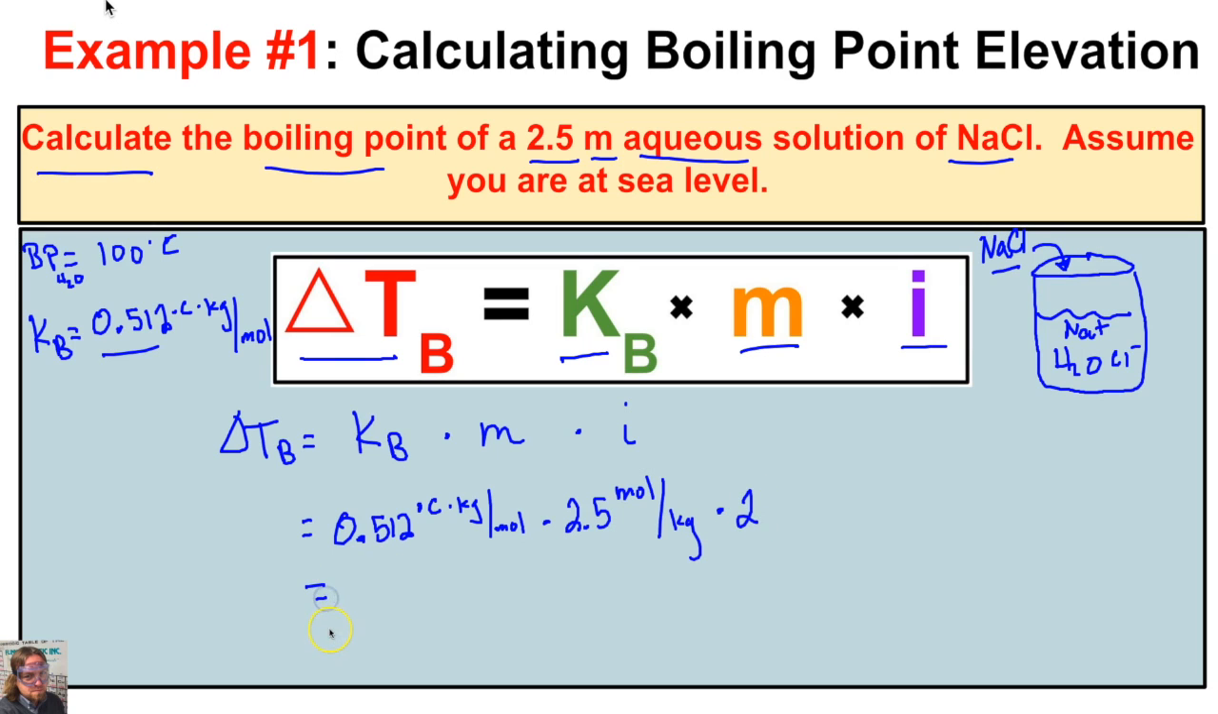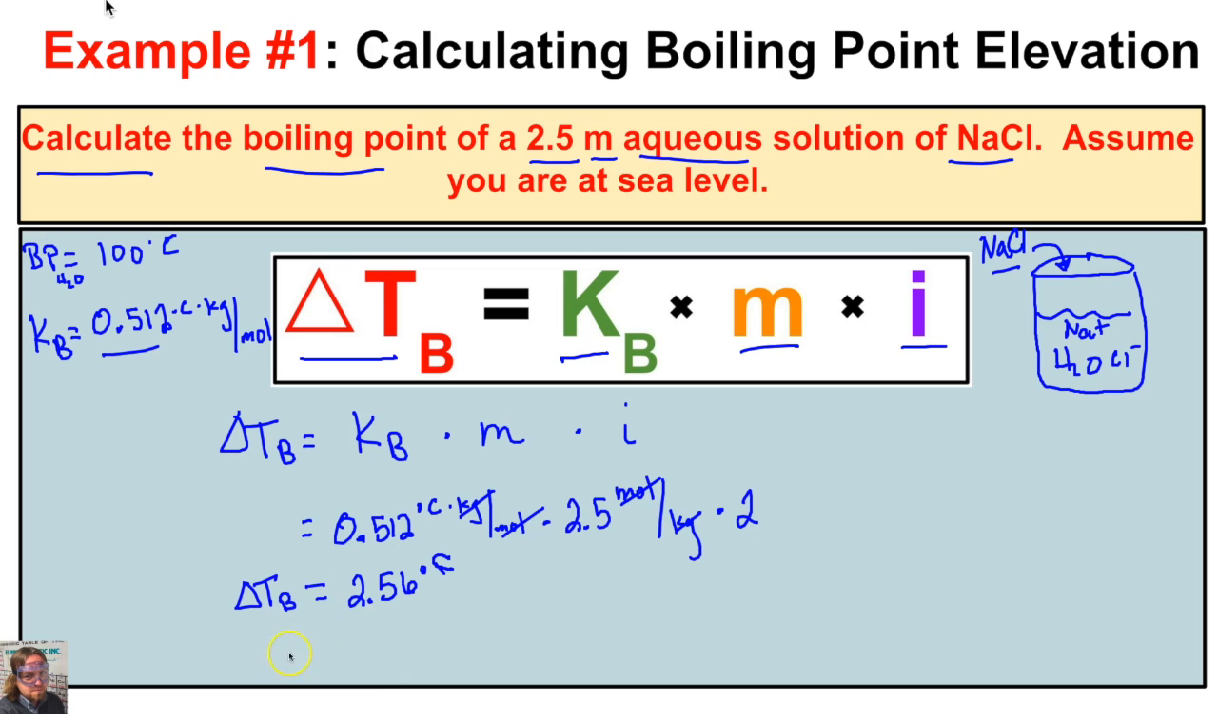And so now we just get a calculator out, and we're going to take 0.512 times 2.5 times 2. And we're going to end up with 2.56 degrees Celsius. If you take a look, kilograms is going to cancel out, moles is going to cancel out, leaving us with degrees Celsius. However, this is just the change in the temperature. This is just delta T.